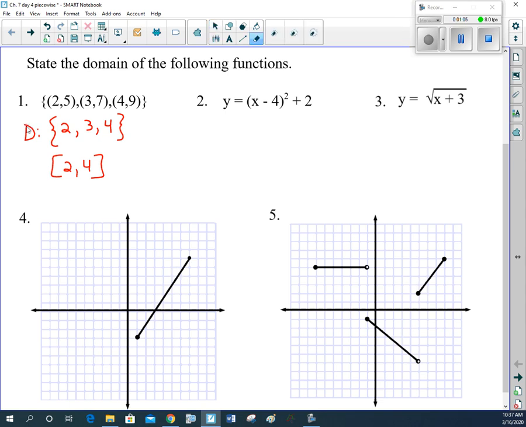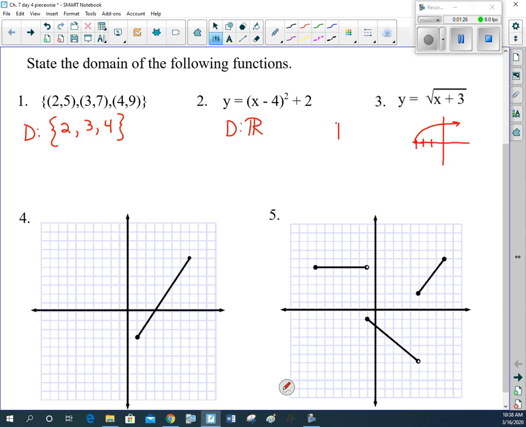Okay, over here, number 2, that is a parabola. So the domain of all parabolas is all reals. And number 3, this is a square root. Remember this one right here, if we do a quick sketch, it's moving left 3. And it's the sideways parabola. It opens to the right. So that means my domain would be x is greater than or equal to -3, or you could do it in interval notation and do -3 to positive infinity.